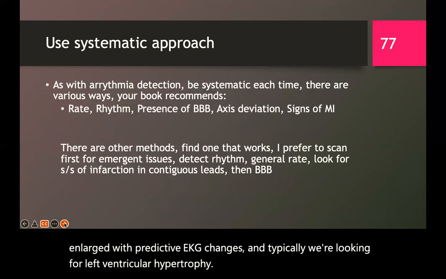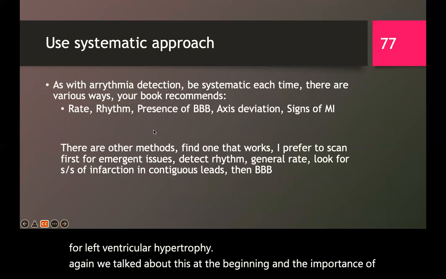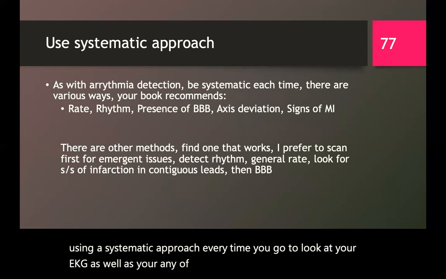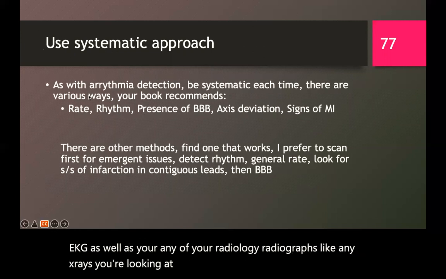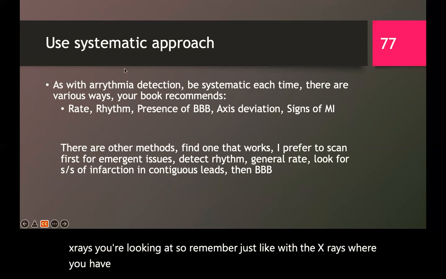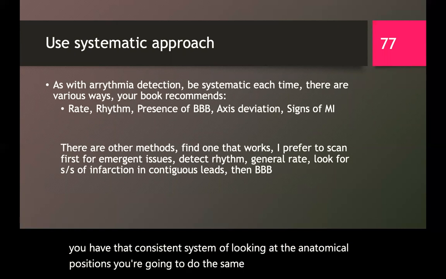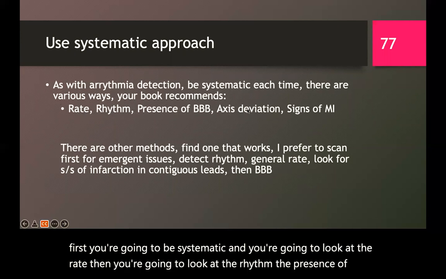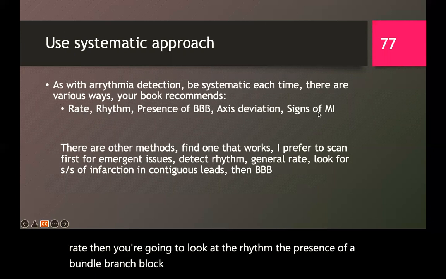Again, we talked about this at the beginning and the importance of using a systematic approach every time you go to look at your EKG, as well as any of your radiographs, like any x-rays you're looking at. So remember, just like with the x-rays where you have that consistent system of looking at the anatomical positions, you're going to do the same thing on an EKG strip. So first you're going to be systematic and you're going to look at the rate, then you're going to look at the rhythm, the presence of a bundle branch block, axis deviation, and signs of an MI.